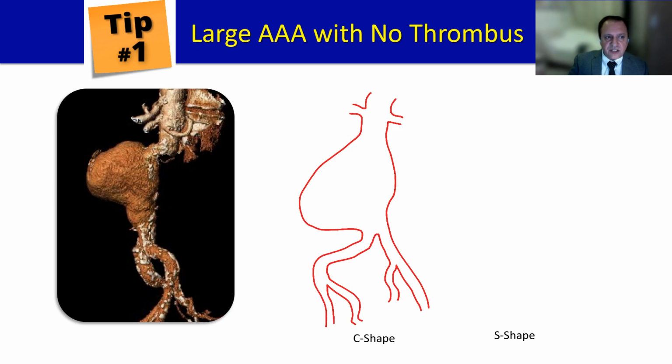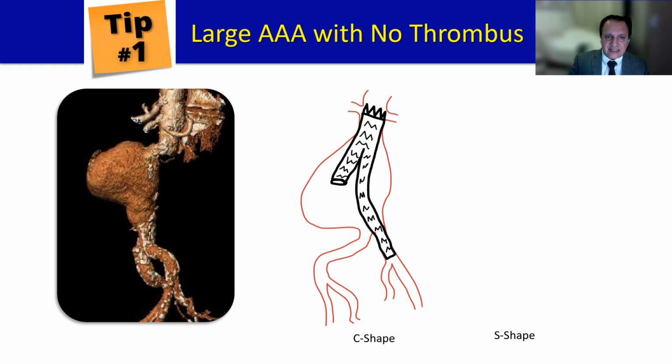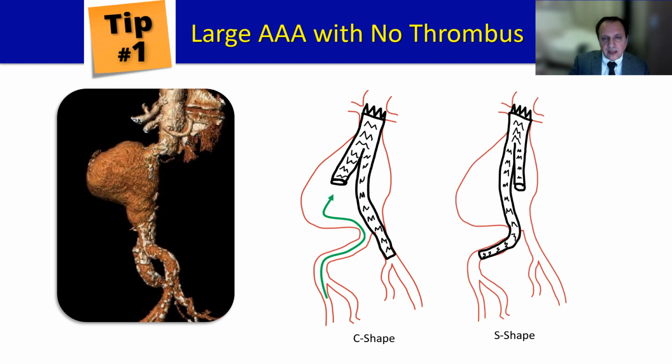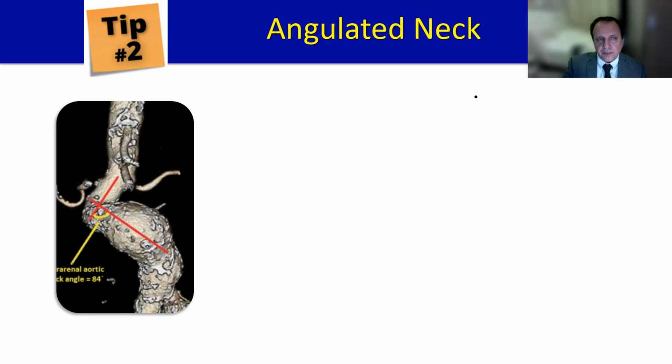If you have a large aneurysm like this one, bulging on one side with no thrombus, and you deploy your ipsilateral stent graft in the C shape, then your contralateral limb will be floating in the large aneurysm sac and will become very difficult to cannulate. But in the same scenario, if you deploy the ipsilateral main body in the S shape like that, then the contralateral limb will be trapped between the ipsilateral limb and the aorta, and the space will be very narrow and make it easy for you to cannulate the contralateral limb.